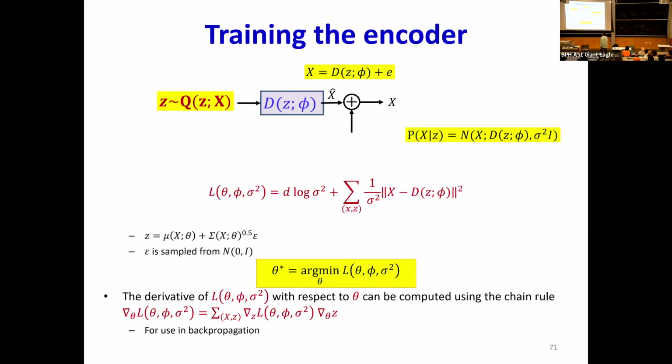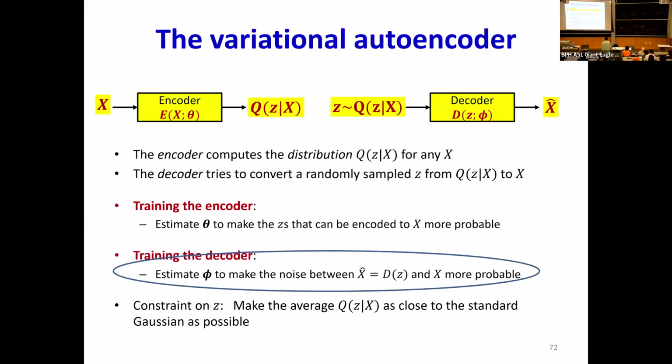And so I can actually compute the derivative of the loss that I got over here with respect to the parameters of the encoder by computing the derivative with respect to z, and then multiplying that by the derivative of z with respect to the encoder parameters, right? So, chain rule.